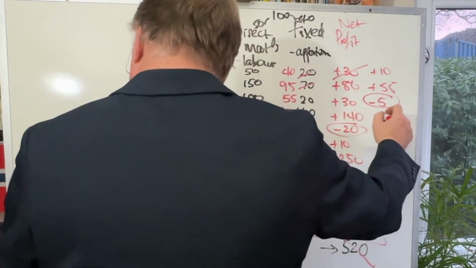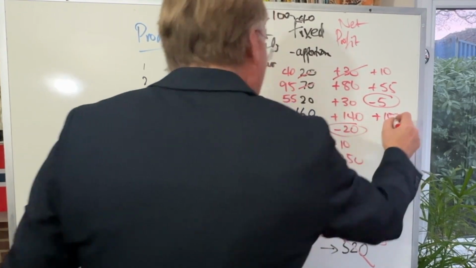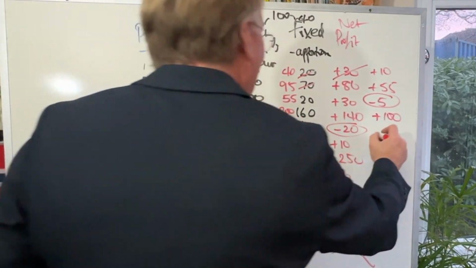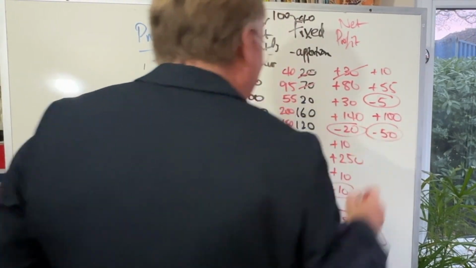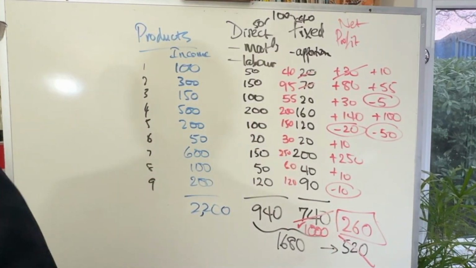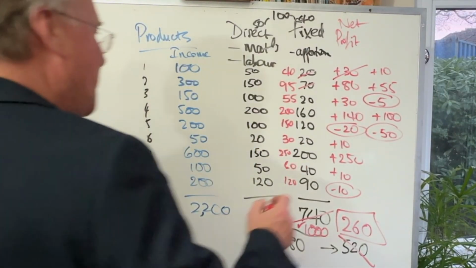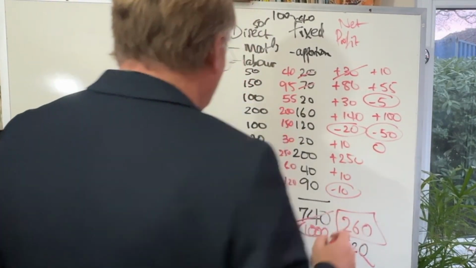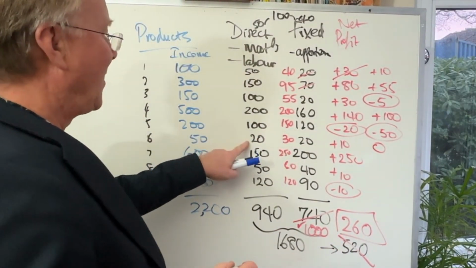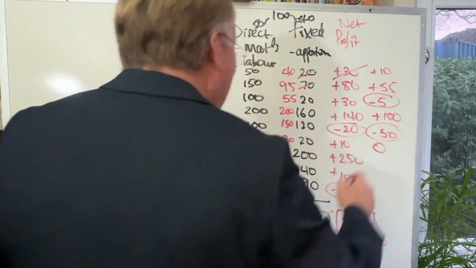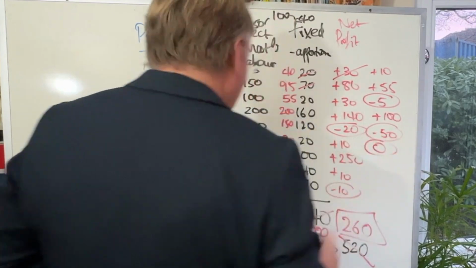This one is still plus 100, so that's great. This one's actually got worse. It's now minus 50. We've really got to do something about number 5. This one has become 0 now. We've got 50 coming in, 20 going out, and another 30. So this one's become 0. So we need to do something about that one.